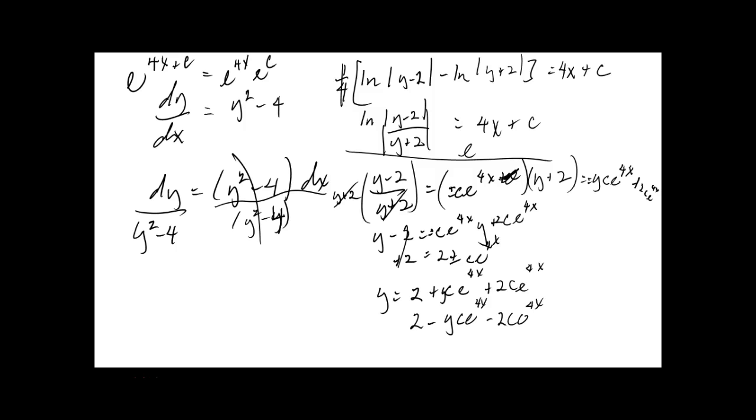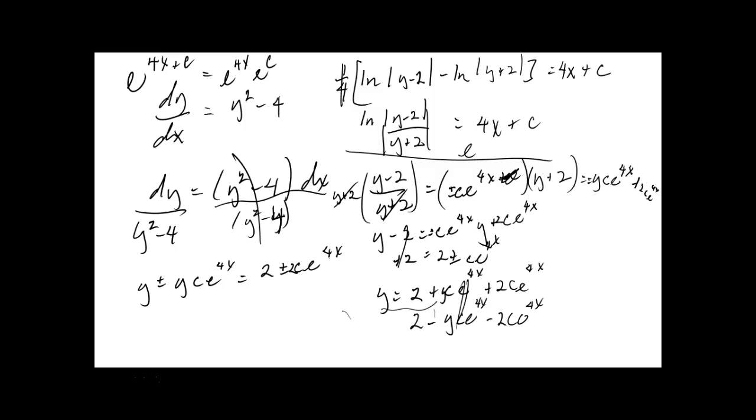Now, here's where the magic comes. If you move this to the other side, so you have y, and I'm going to change this to plus or minus yce to the 4x. These two terms, either plus or minus, move them to the other side. One becomes minus, the other becomes plus. And that's equal to 2 plus or minus ce, 2ce to the 4x, because you move these two and you've got those two left.